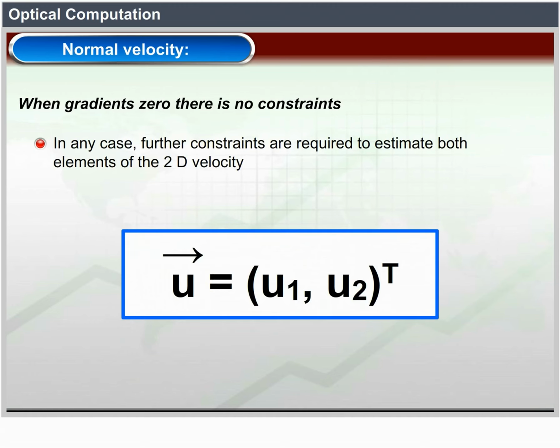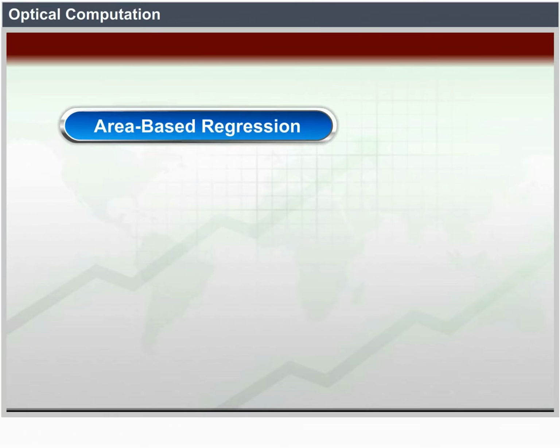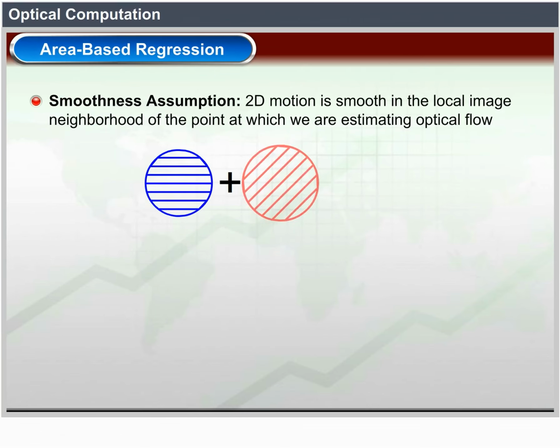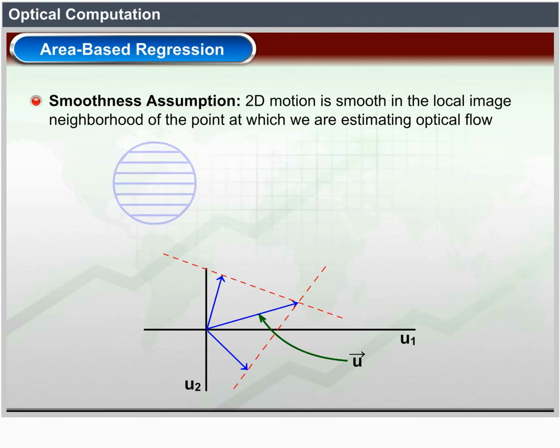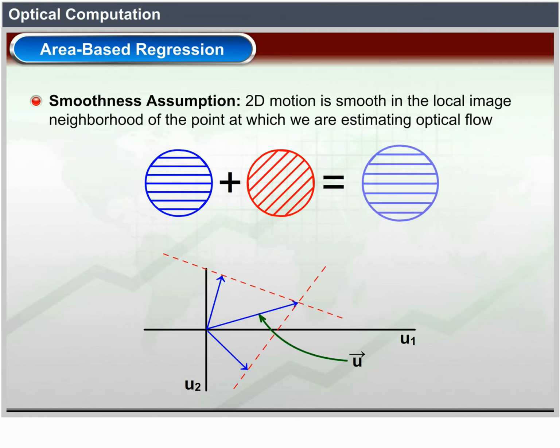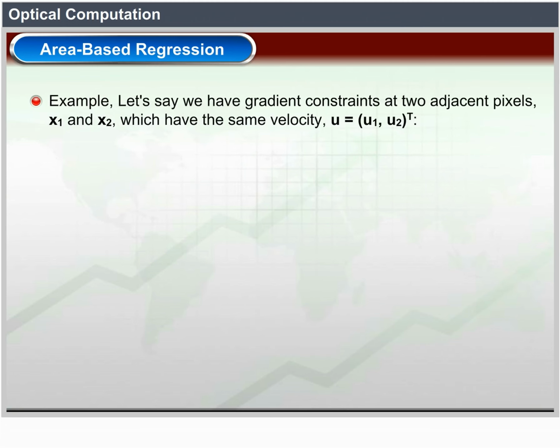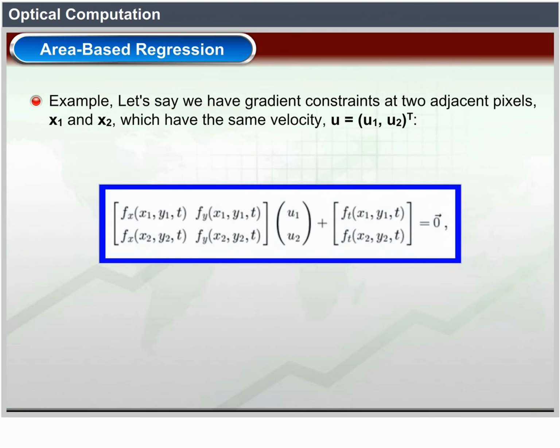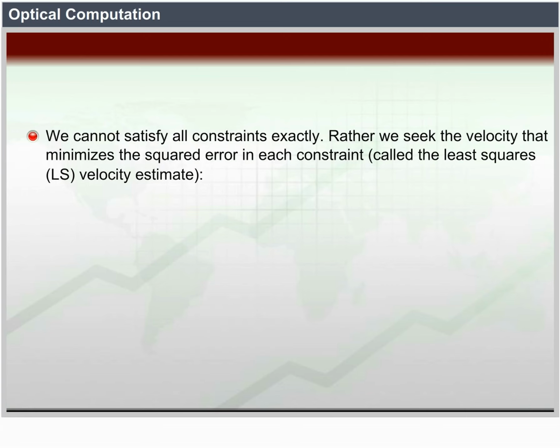Area-based regression. Smoothness assumption: 2D motion is smooth in the local image neighborhood of the point at which we are estimating the optical flow. For example, let's say we have gradient constraints at two adjacent pixels, x1 vector and x2 vector, which have the same velocity u vector. We will not satisfy all constraints exactly. Rather, we seek the velocity that minimizes the squared error in each, called the least squares velocity estimate.